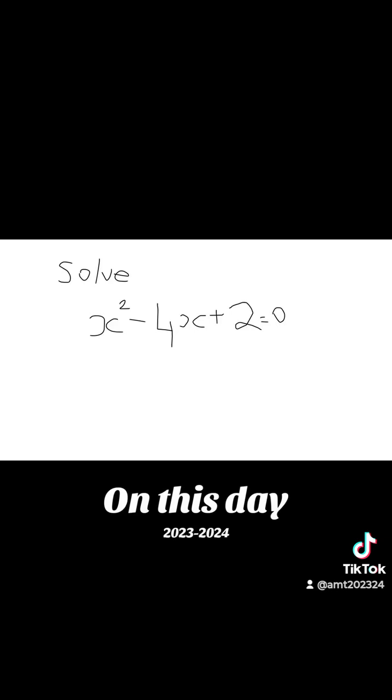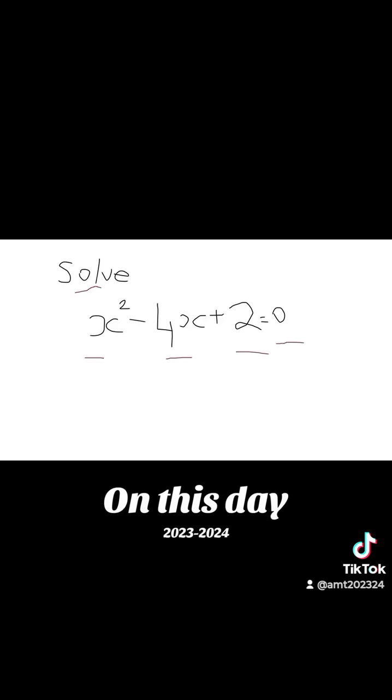GCSE 9 to 1 maths, solving a quadratic equation using the quadratic formula in hopefully 79 seconds. Okay, let's go. So we have to solve x squared minus 4x plus 2 equals 0, using the quadratic formula.